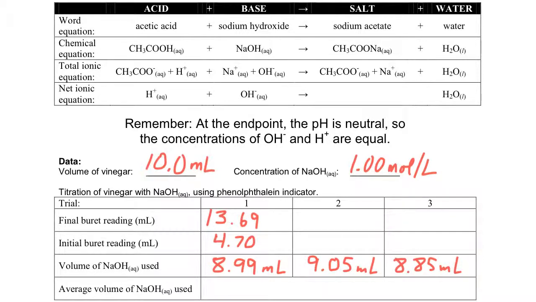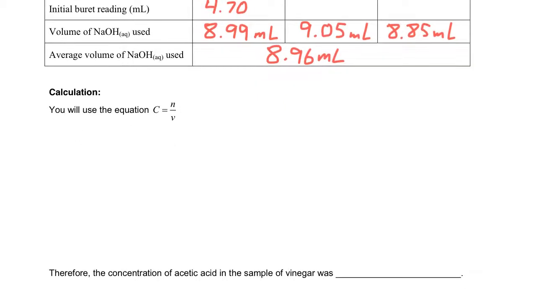So once you've done 3 trials and you've got consistent results, so they're all within about 0.1 or 0.2 milliliters of each other, then you figure out the average of those 3 trials. So just recall, to find an average of 3 numbers, you add up the numbers, get your sum, and divide that by 3 in this case, because we have 3 numbers. So on average, I used 8.96 milliliters of sodium hydroxide in my titration of the vinegar. And this is where it gets fun. This is where we get into the actual calculations here.